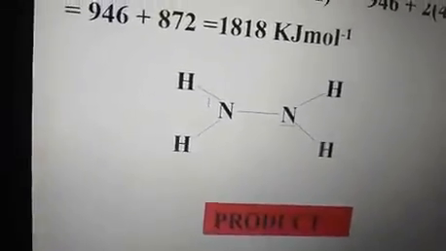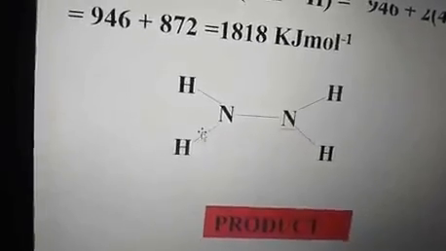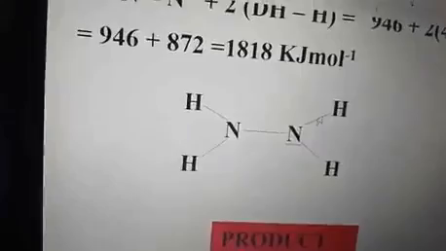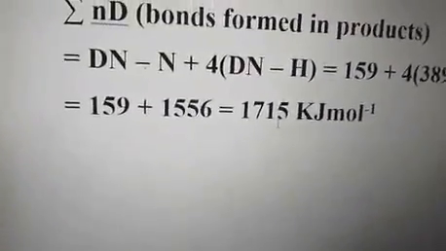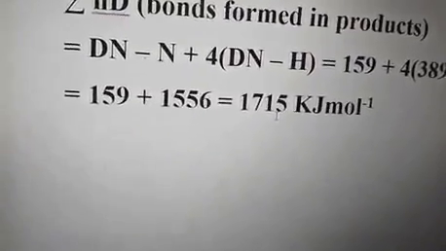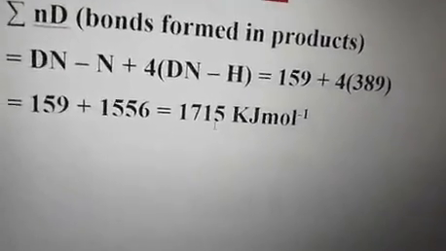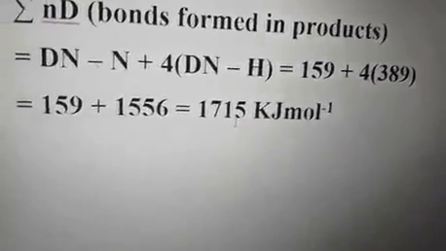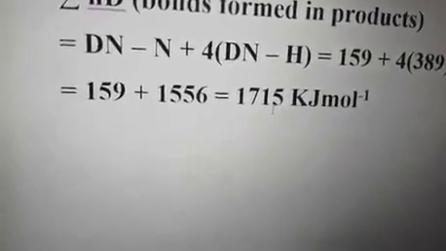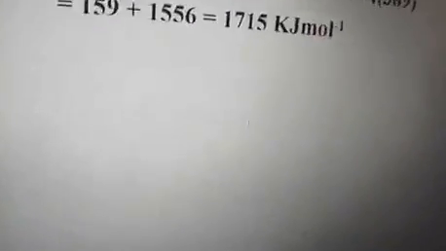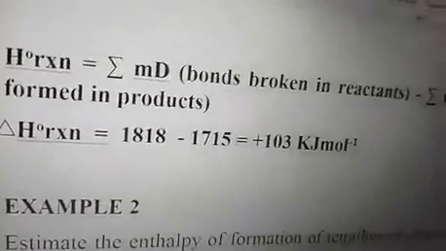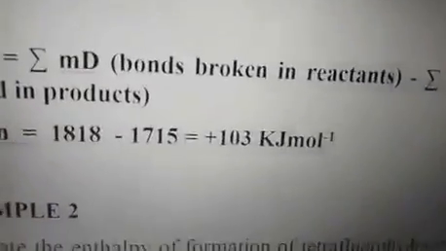the first one there where the cursor is, the second one, 2, the third one, 3, and the fourth one, 4. So there are 4 nitrogen to hydrogen single bonds. So that one will multiply D, the bond energy of the nitrogen to hydrogen single bond, by 4. We now have 159 plus 4 times 389, and that will give us 159 plus 1556, giving us 1715 kilojoules per mole.